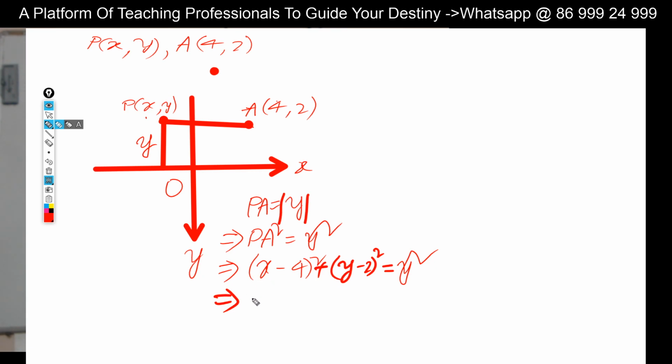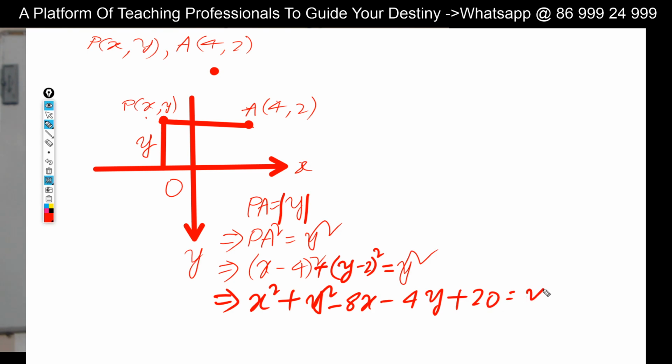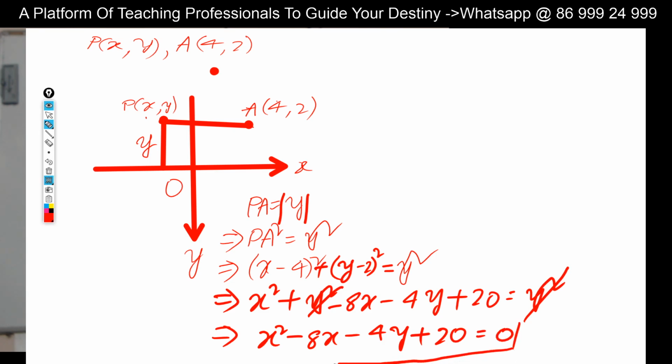That is minus 4y. You're right, Samagar. X square plus y square minus 8x minus 4y plus 4 plus 16 plus 20 is equal to y square. Y square gets cancelled on both sides and hence this is x square minus 8x minus 4y plus 20 equal to 0. This is the locus. Let us check the option now.